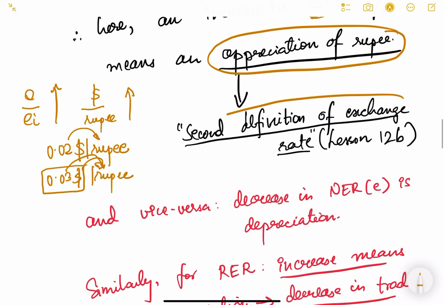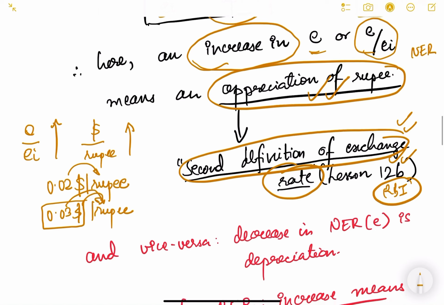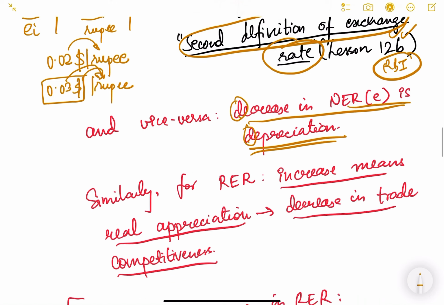So see, this is the second definition of exchange rate which we have seen in lesson number 12b. In lesson number 12b, I had initially told you that there are two definitions of exchange rate, nominal exchange rate. So this is the second definition of exchange rate which is used by RBI in our country, and that is the reason why, please keep this in mind, an increase in E or an increase in E upon EI means nominal exchange rate in our country means an appreciation of rupee. Similarly, a decrease in nominal exchange rate is depreciation. It is very simple, you just remember DD, okay, decrease depreciation, increase appreciation, like that.